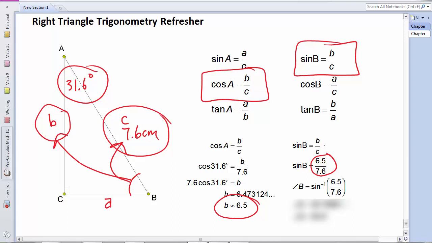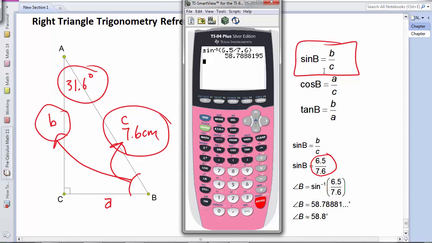So carrying on, we type this into our calculator and we get angle B is 58.78881 and so on, or angle B is approximately 58.8 degrees. But wait a minute, why did we get 58.8? Because when we did the subtraction from 180, we said the answer is 58.4 degrees. I mean, those two numbers are close, but they're clearly not the same thing. This isn't right. Why isn't it right?